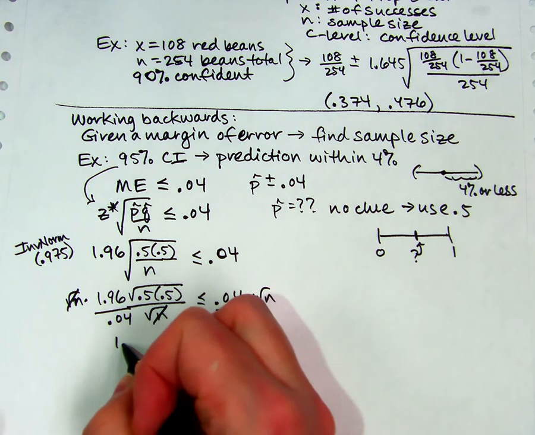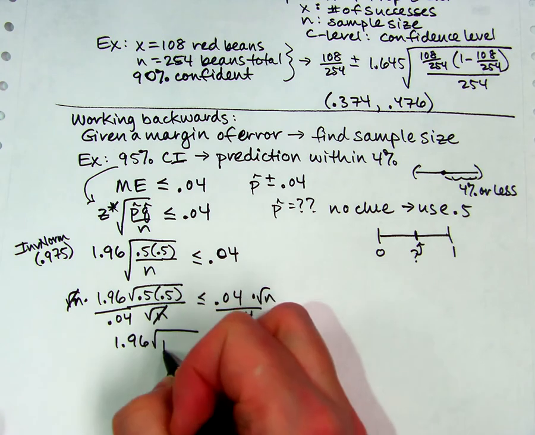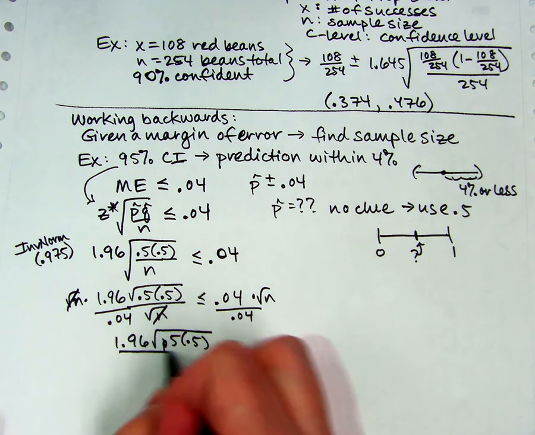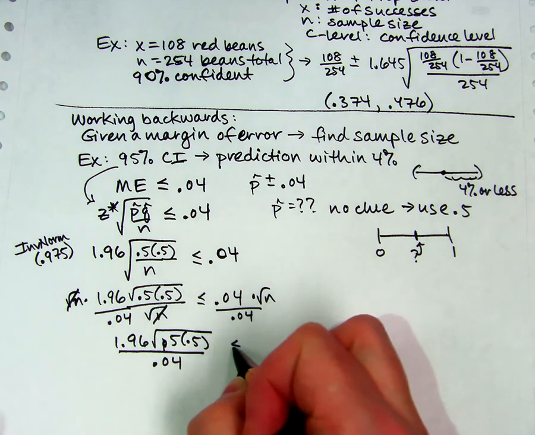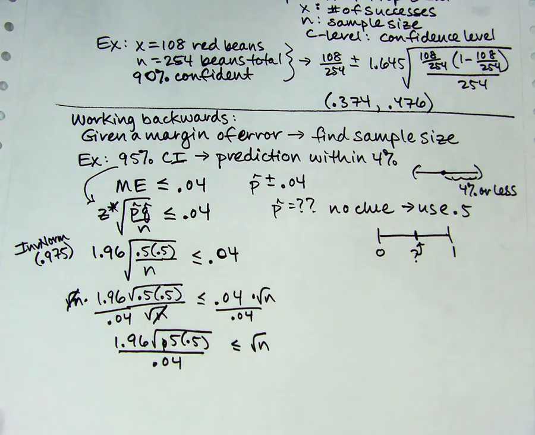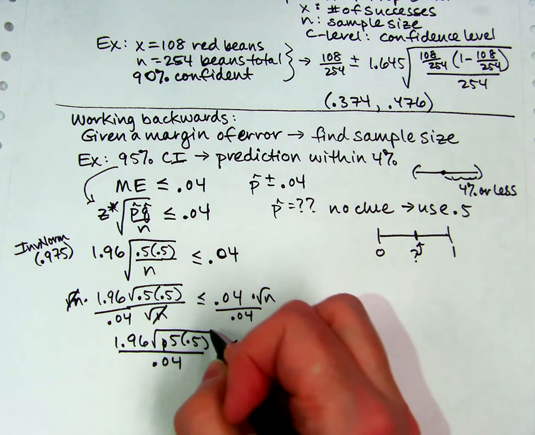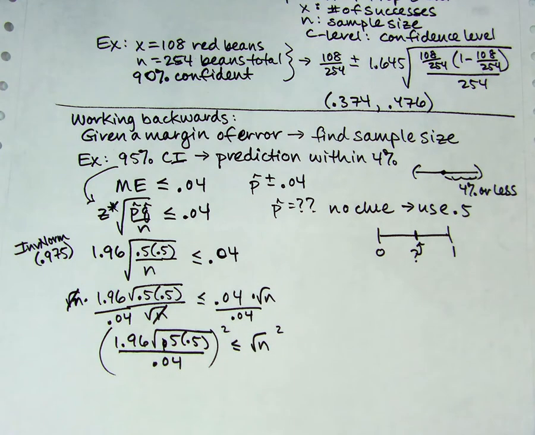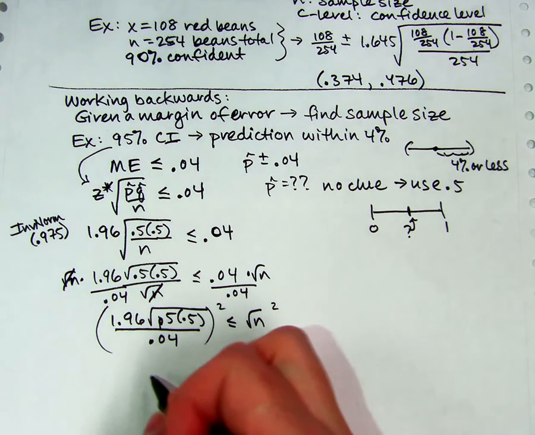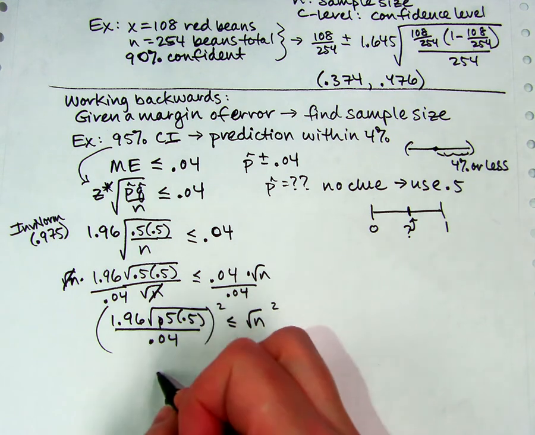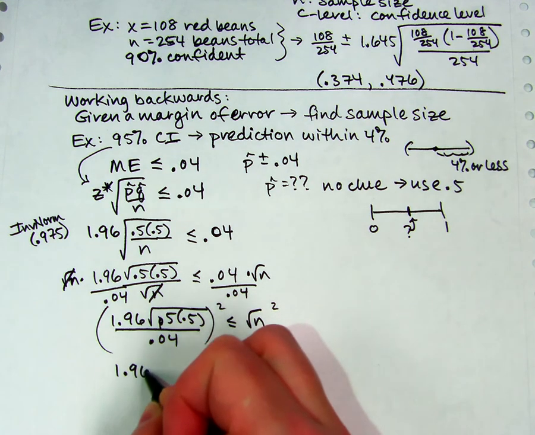So I've got 1.96 square root of p hat q hat, except I don't know what they are, so I'm estimating them, and over 0.04 less than or equal to square root of n. And then I have to get the square root off of there, so I'm going to square both sides. So it's a little bit messy, but that's okay. I can handle it. The square actually gets rid of this square root, and so then I have 1.96 squared.